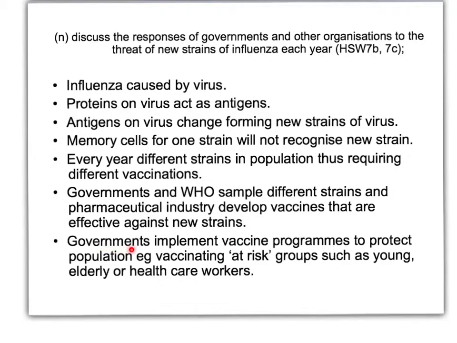And then what the governments tend to do is they implement vaccine programs to protect the populations most at risk. So those most at risk will be the very young, the very elderly, or people who are very ill, plus primary healthcare workers, doctors, nurses, who are constantly in touch with people that will be exposed to illness. So that's what happens with respect to how we try to deal with new strains of influenza each year. Moving on to the next slide.